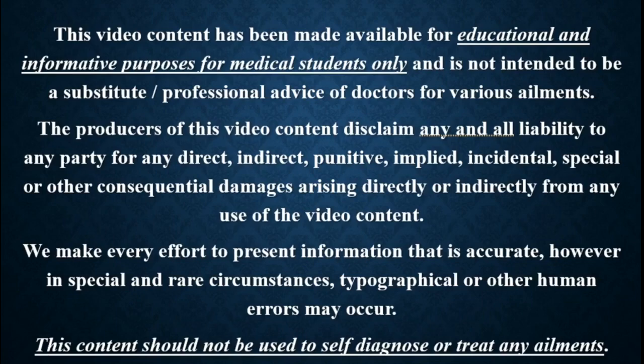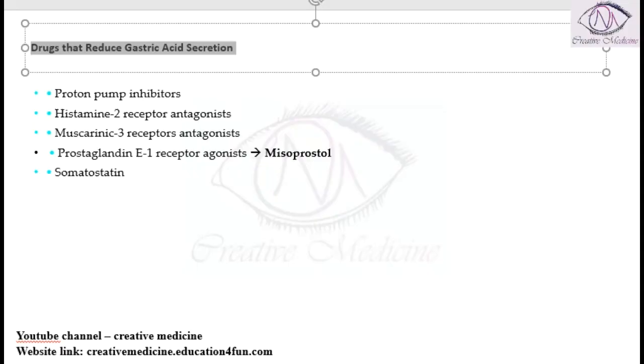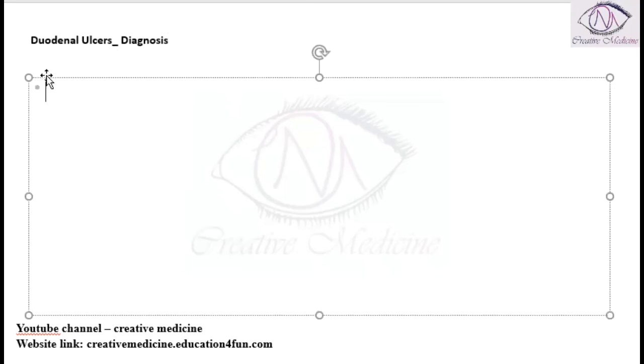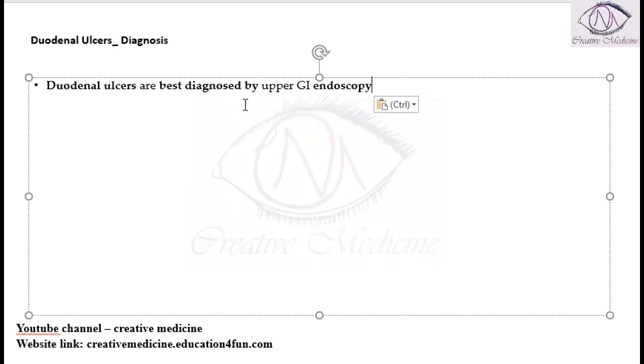In this lecture, we will learn about the diagnosis of duodenal ulcers. Duodenal ulcers are best diagnosed by GI endoscopy because with the help of GI endoscopy, we can visualize the duodenal ulcers. So, duodenal ulcers are best diagnosed by upper gastrointestinal endoscopy.